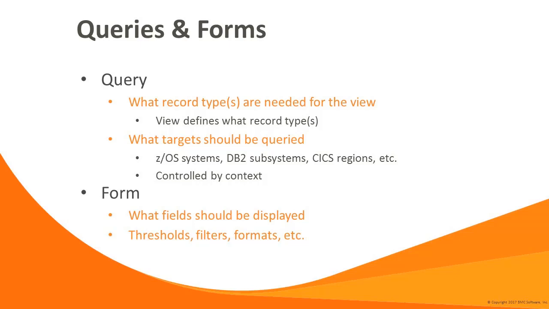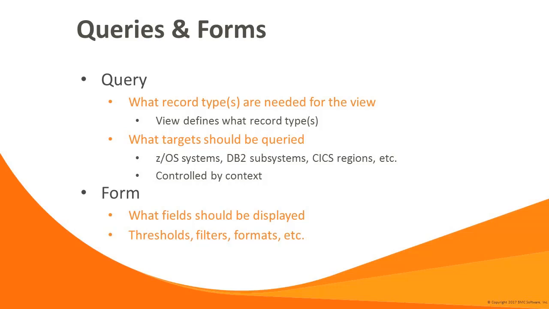MainView displays, or views, consist of an SQL-like query structure. A view consists of a query and a form. The query determines what data records to include in the view. This is a combination of eligible targets and what data type is needed for the view. Targets are things like z/OS LPARs, CICS regions, or MQ queue managers. The context command controls what targets are providing data to the view.